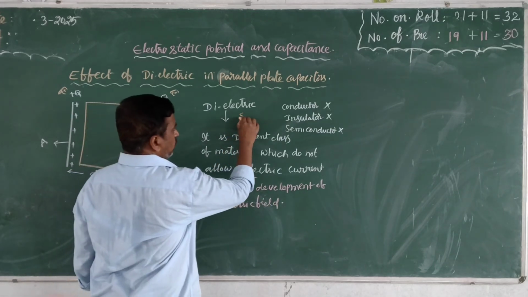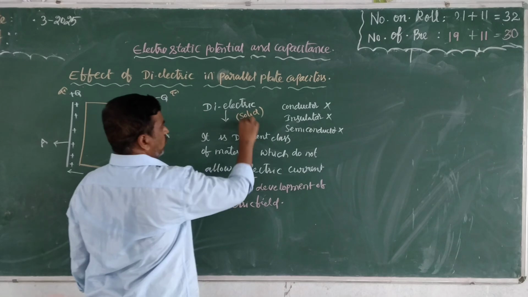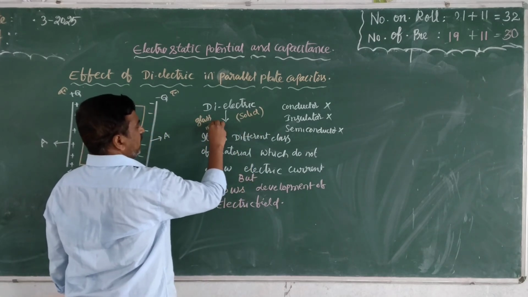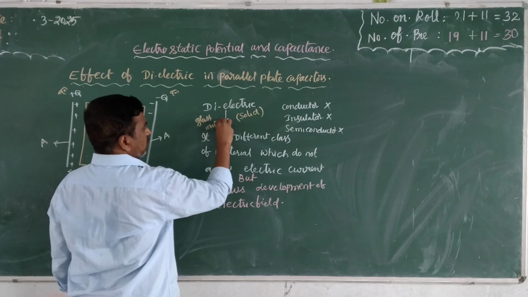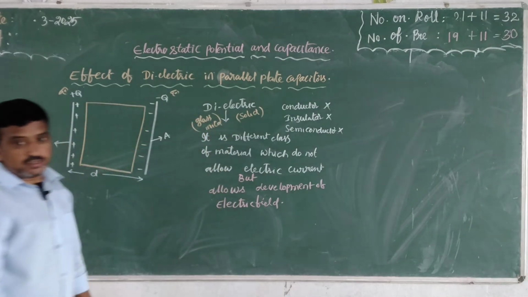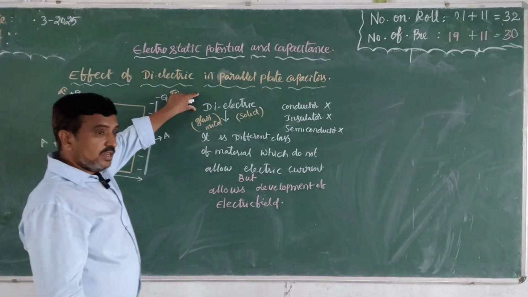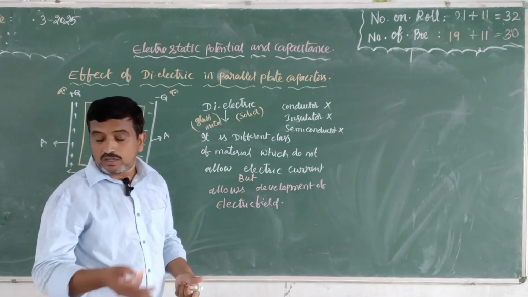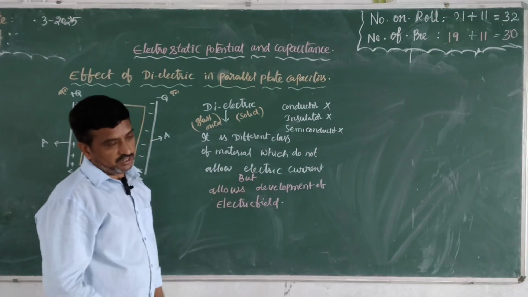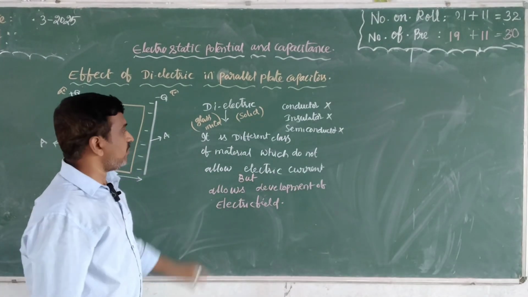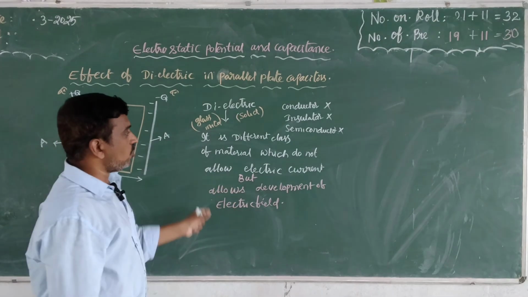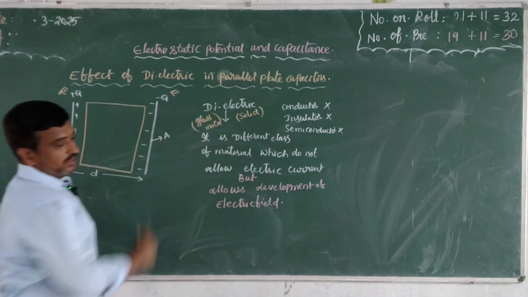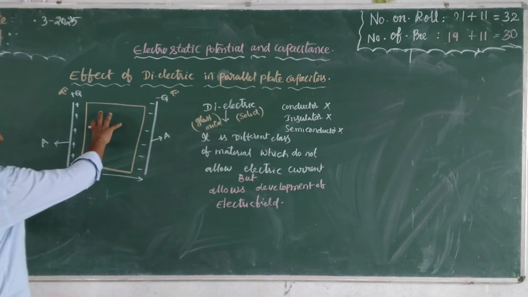For example, in most cases it is a solid. What is the example? Glass and mica are examples of dielectrics. A dielectric is a different class of material which does not allow electric current but allows development of an electric field. It is not a conductor, not an insulator, not a semiconductor; it is a solid substance, mostly glass and mica.